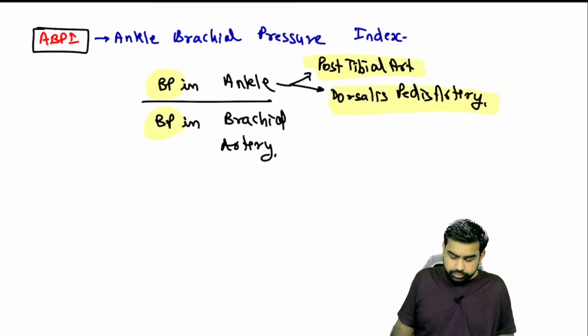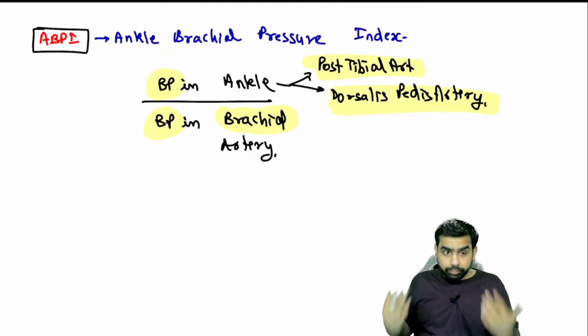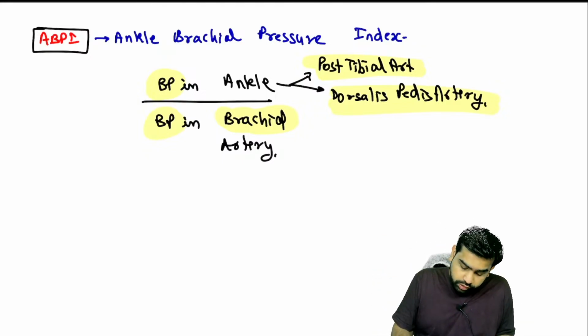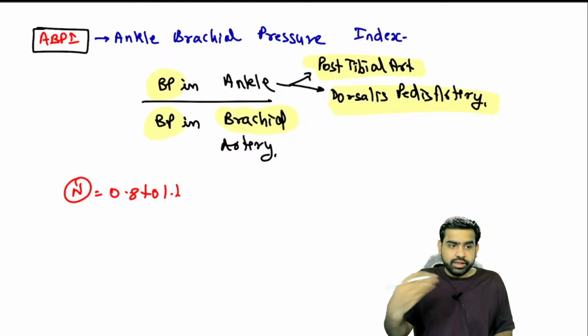And what about in the hand? It is basically in the brachial artery. So you take the ratio of these two, and normally it should be more or less normal. So what is the normal value of this? The normal value is basically between 0.8 to 1.1.